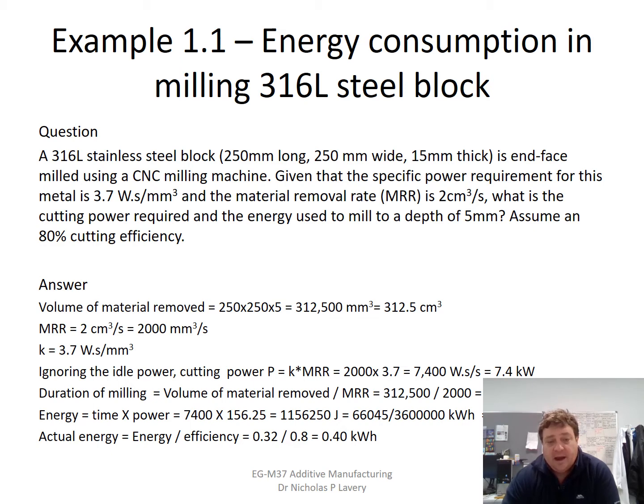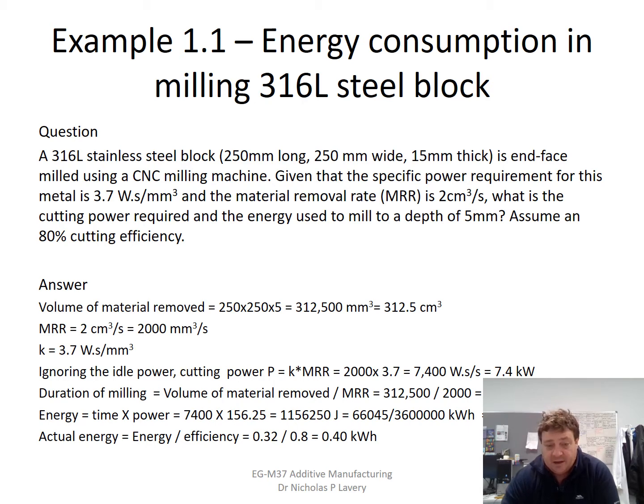So the duration of the milling can be worked out to be the volume of material removed divided by the MRR, which is 312,500 millimeters cubed, divided by 2,000, so roughly 156.25 seconds. Okay, so just over 2.5 minutes. Energy is time times power, so if we take that time, 156.25, times the power, which we worked out was 7.4 kilowatts, or 7,400 watts, we get joules.